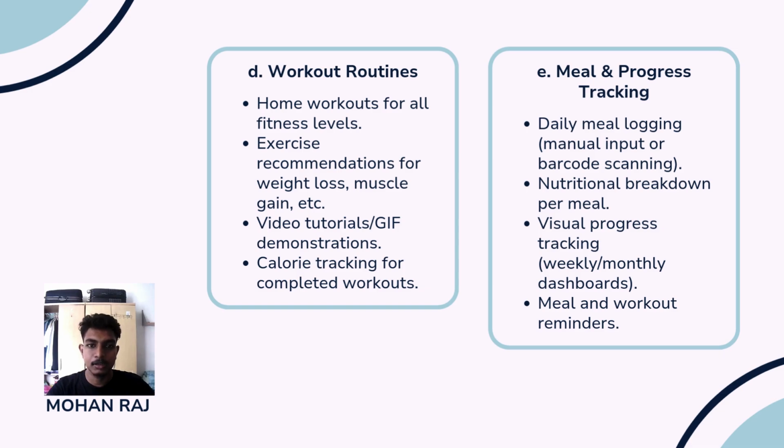The E is meal and progress tracking. The first one is daily meal logging for manual input or barcode scanning. The second one is nutritional breakdown per meal. The third one is visual progress tracking, weekly or monthly on the dashboard. The fourth one is meal and workout reminders.